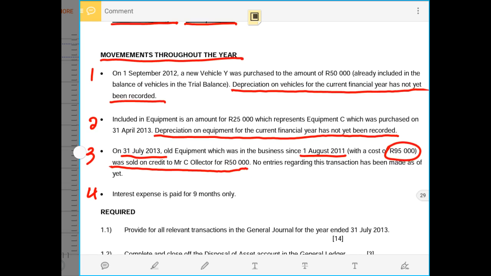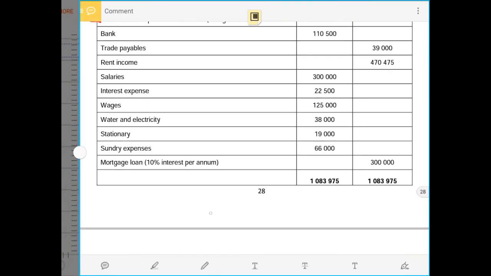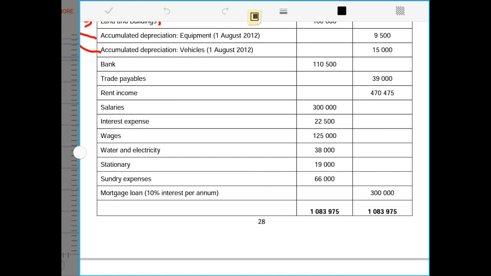Number 4 says that interest expense is paid for 9 months only. That means in the trial balance there is interest that has been paid already, but the interest is only paid for a period of 9 months, and we know that it is supposed to be a period of 12 months. So now that will tell us that there is accrued interest expense, or interest that has not yet been paid, which is a liability by the end of the current year, only 3 months' interest. So now we have to divide that by 9 months, then that will give us an interest per month. Then after we have to multiply that by the number of months, which is 3 months.